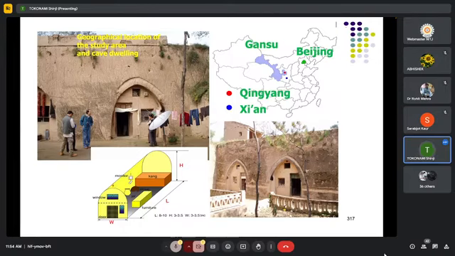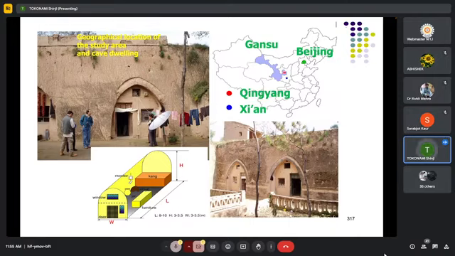This is the schematic. We placed the monitors in the center of the room. Here is a bed. People are sleeping there, and they cook inside this room. Here are the dimensions. The length is 8 to 10 meters, the height is around 3 meters, and the width is 3 meters. It's a one-way house.